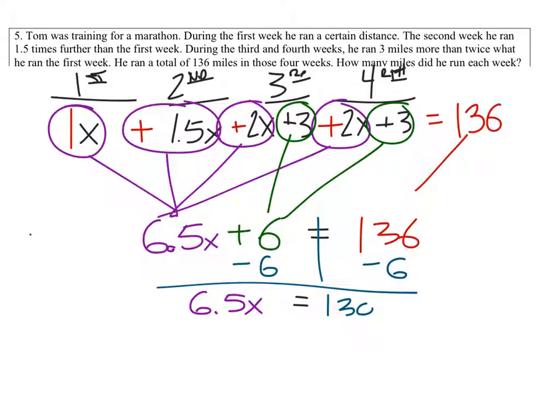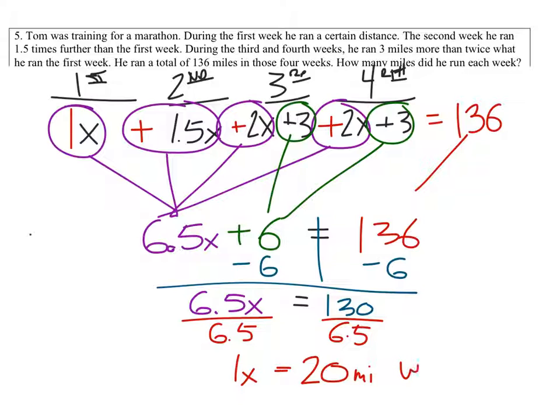Now, to solve with these, I would divide both sides by 6.5. So I can get my 1x equals 130 divided by 6.5, which is 20. Now, this isn't the final answer. This is just 20 miles for week 1. We need to figure out how far he's going to run on week 2.